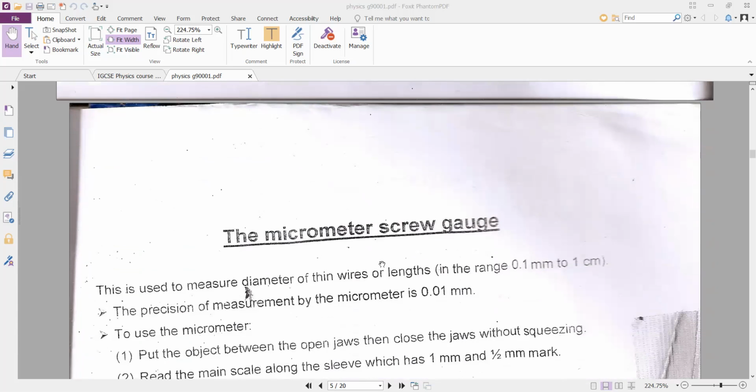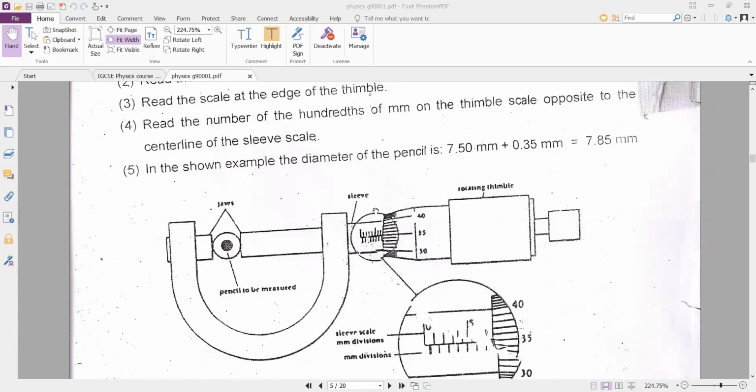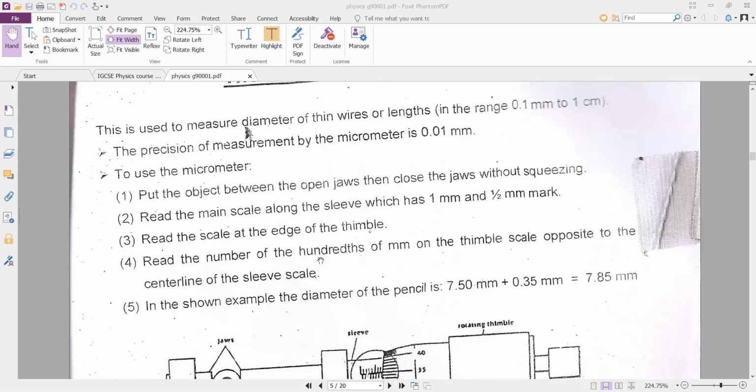Now we can go to the micrometer. Do you know this micrometer? We use the micrometer to measure the diameter, the radius, or the thickness of an object.